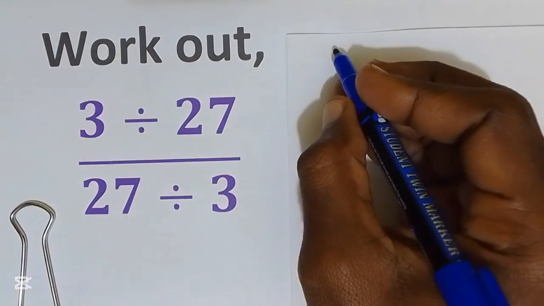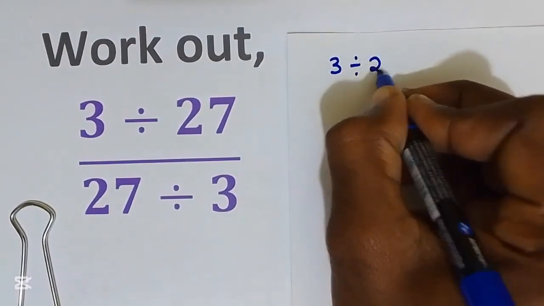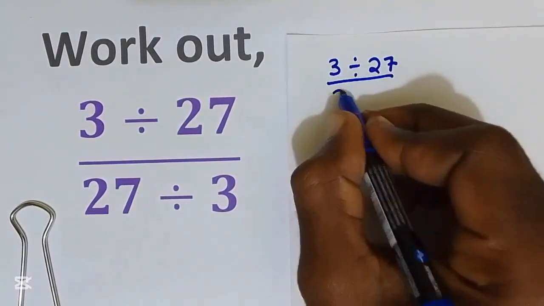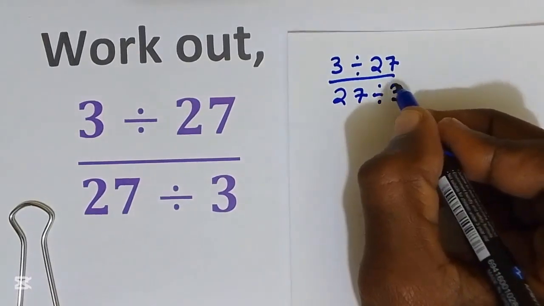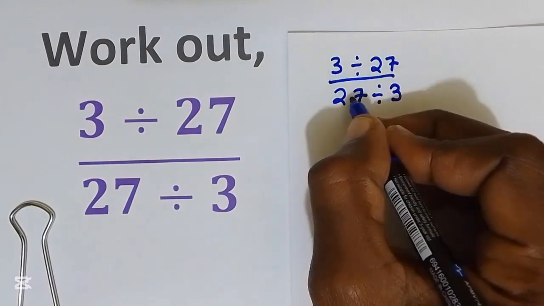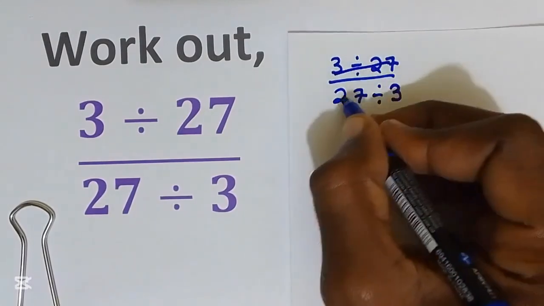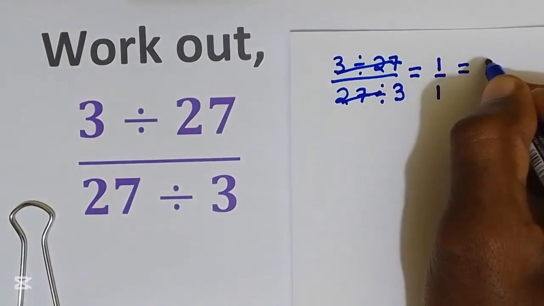Most people think the answer is equal to 1 by taking 3 divided by 27 over 27 divided by 3. They think because on top there is 3 divided by 27 and the denominator there is 27 divided by 3, so they cancel here. They get 1 over 1, and they get the answer is equal to 1.